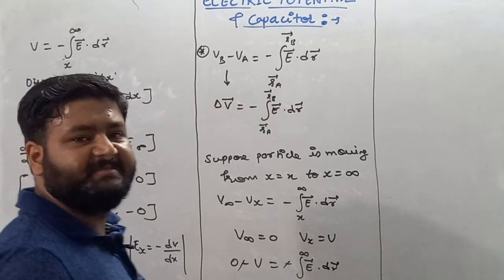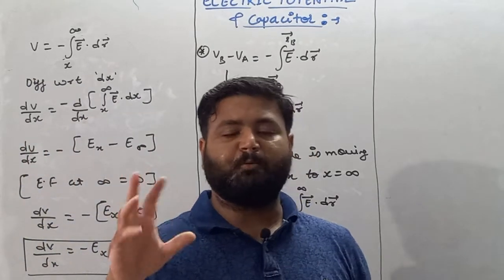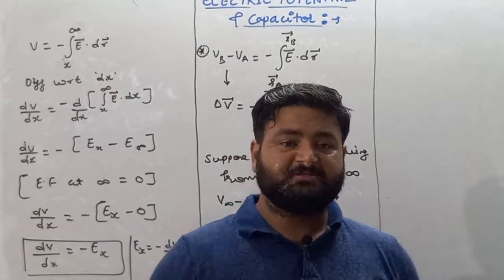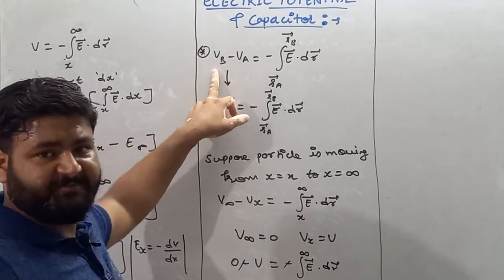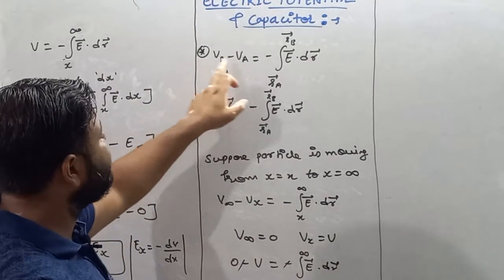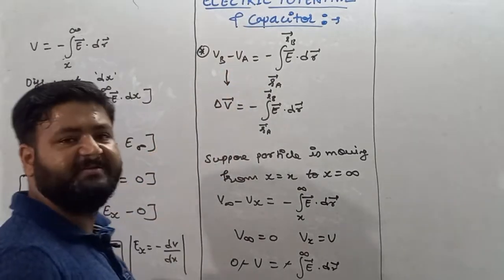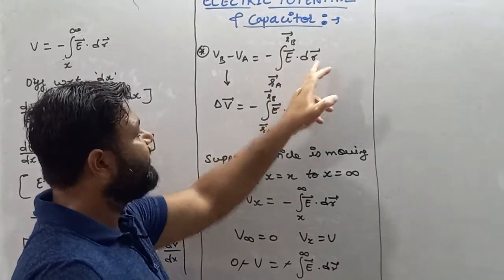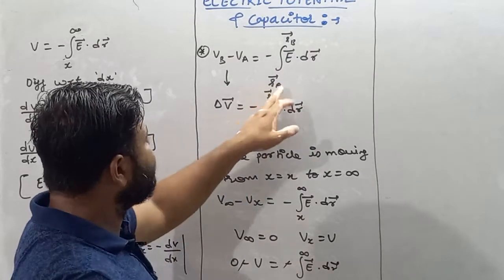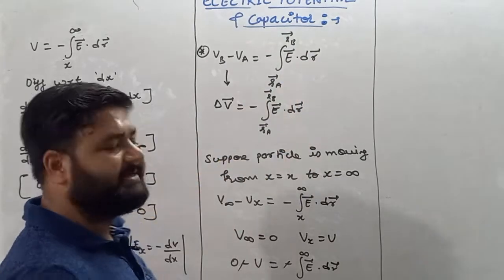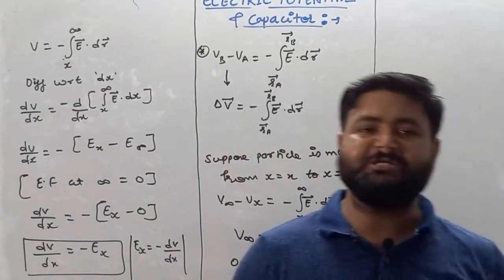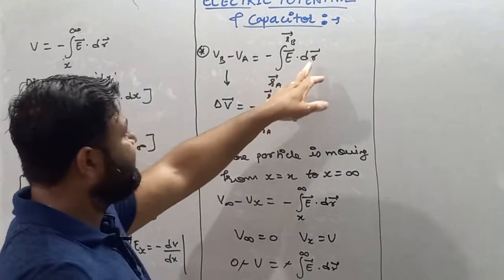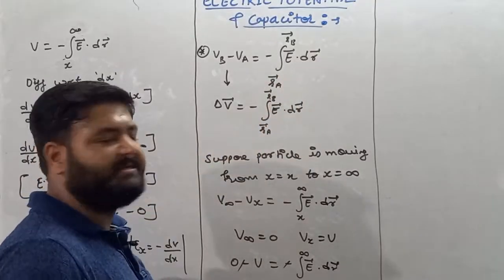We already discussed the potential difference and potential energy difference. If we see the formula we discussed in the last class, VB minus VA, that is the potential difference between 2 points A and B, is equal to minus the integral of E vector dot dr vector. The limits are RA to RB, where RA is the initial position vector and RB is the final position vector. dr is the displacement, and E vector is the electric field.